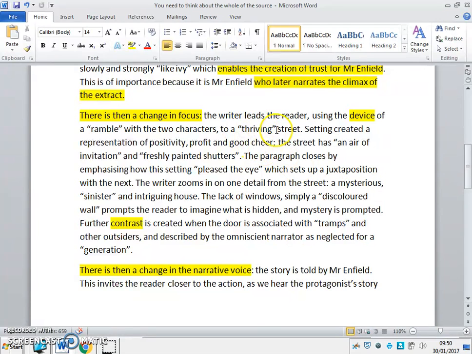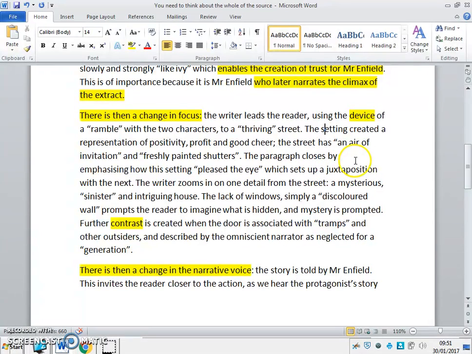So again, quick quote there, nothing too complicated. Setting. I think this bit we wrote on the board, so I think it should be the setting. The setting created a representation of positivity, profit and good cheer. The street has an air of invitation and freshly painted shutters.